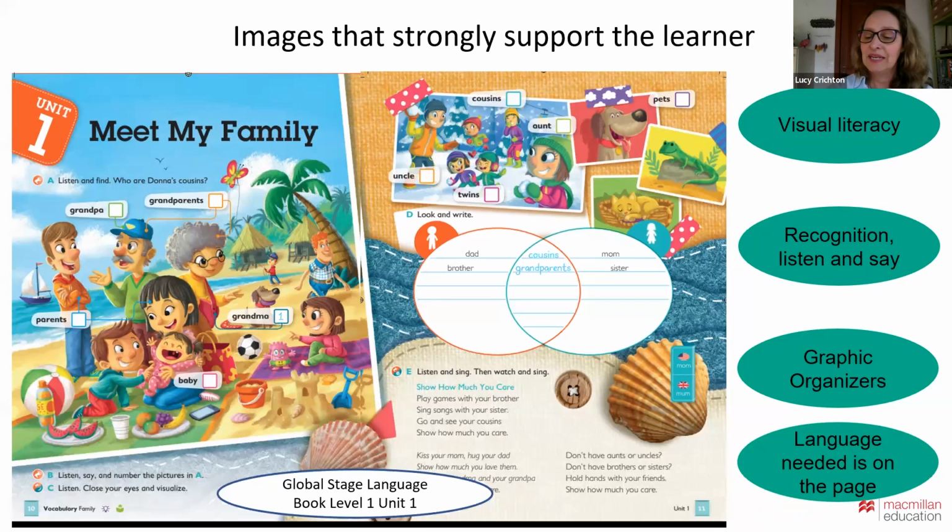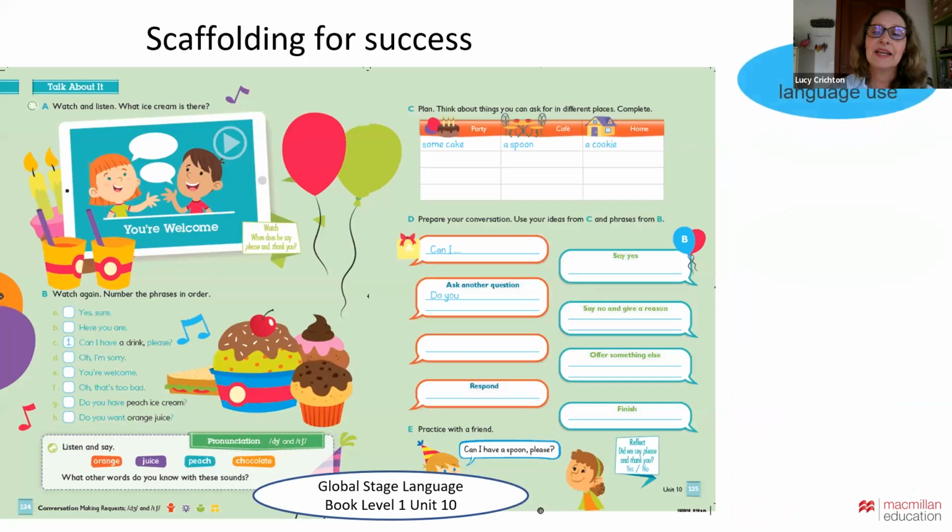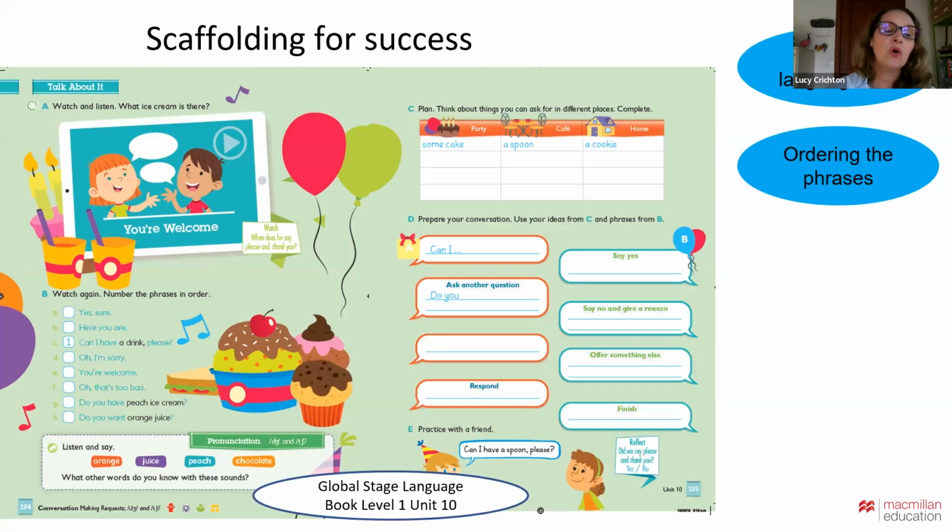And then also scaffolding for success, right? First of all, here students are going to notice the language. Can you see this little box here? It says, watch. When does he say please and thank you? So looking for specific structures in a sentence or in a speech bubble that you really need in this context. And then ordering the phrases. So they get the whole chunk of the phrase and they have to think, who's saying what, when, and what's the order of this exchange?